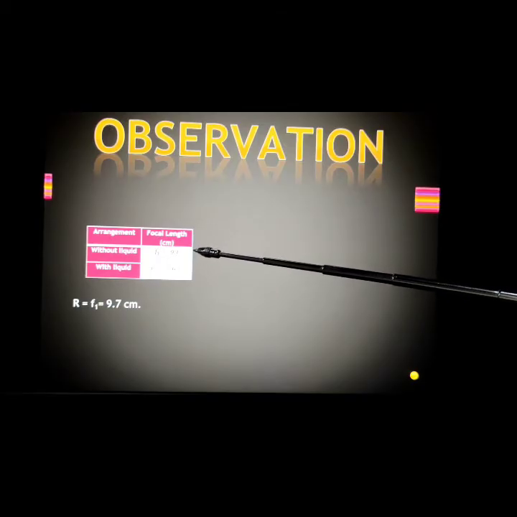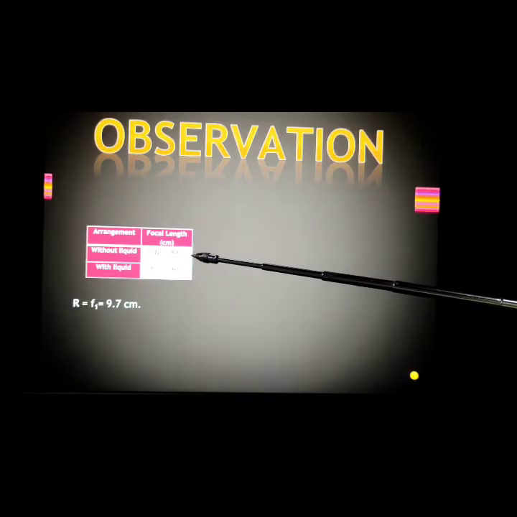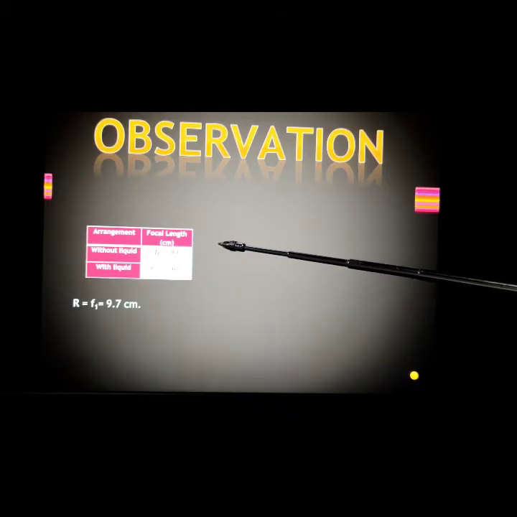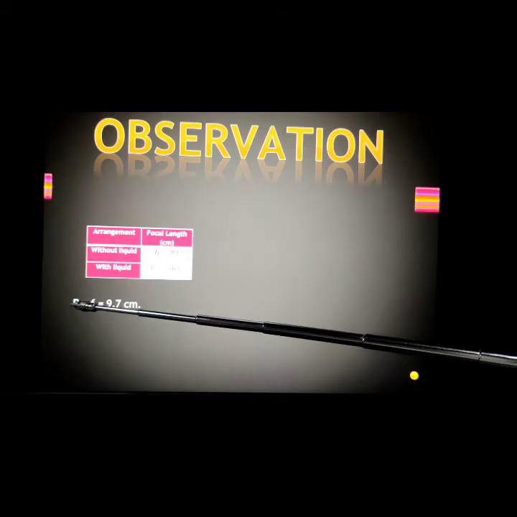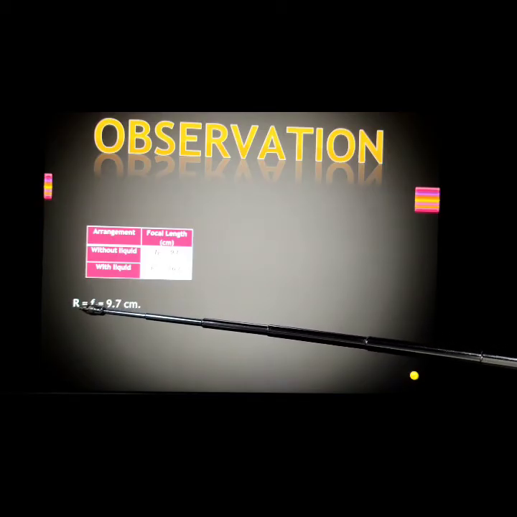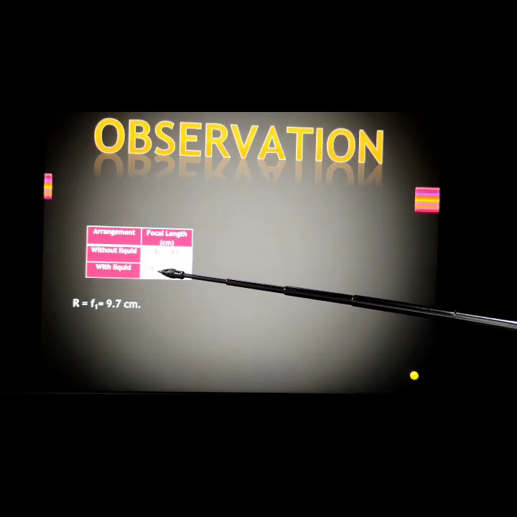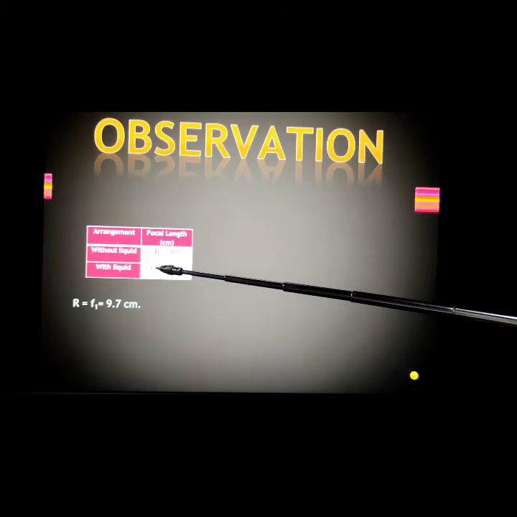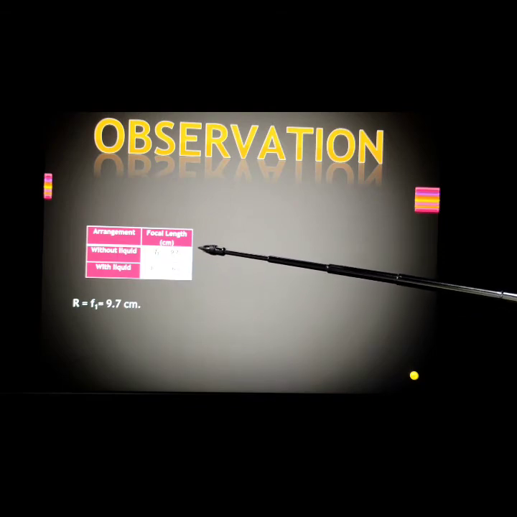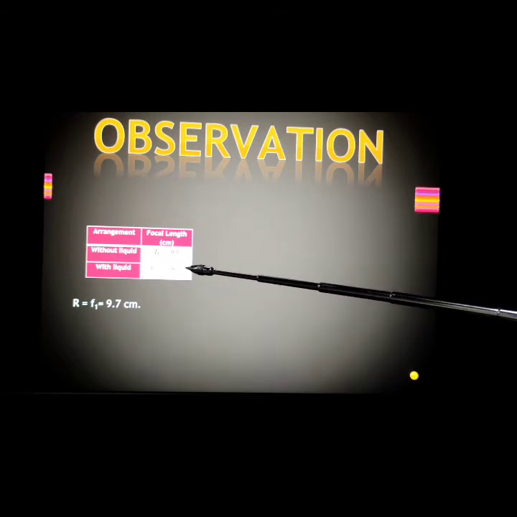F1, which is the focal length of the glass convex lens, is 9.7 centimeters, which is also the radius of curvature of the lens, and F is the focal length of the combined lenses of water as well as the glass lens, which is 16.7 centimeters.